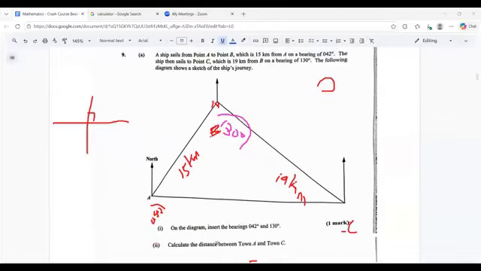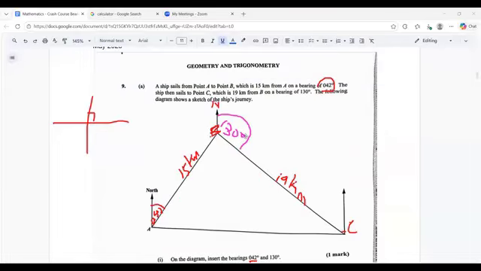Let's calculate the distance between A and C. Okay. So A is over here. C is over there. The distance they want is the line that connects A to C. So what do we use?